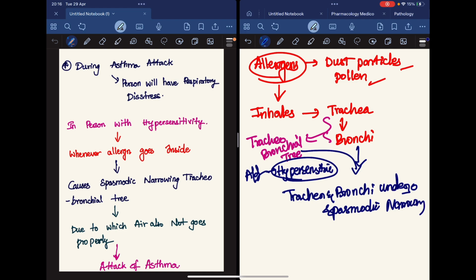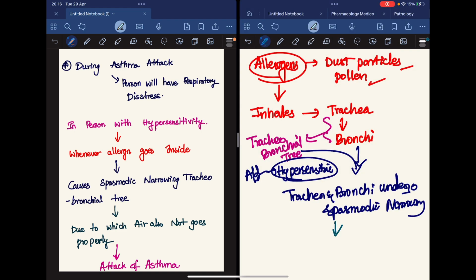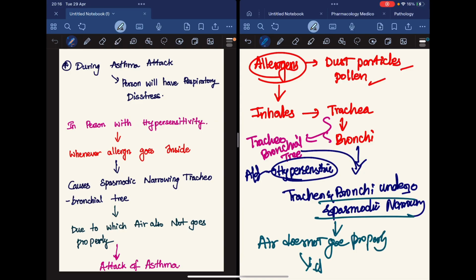So as the trachea and bronchi undergo spasmodic narrowing, they become narrow, due to which air does not go to the lung properly. Air does not go properly to the alveoli and lung, and it leads to an attack of asthma. So this is what happens in asthma. It is the overview of what happens in asthma.